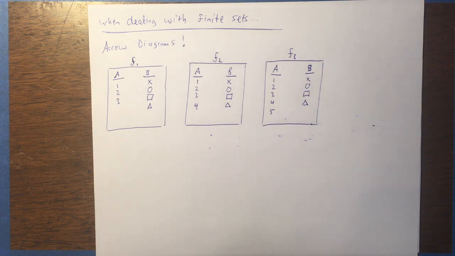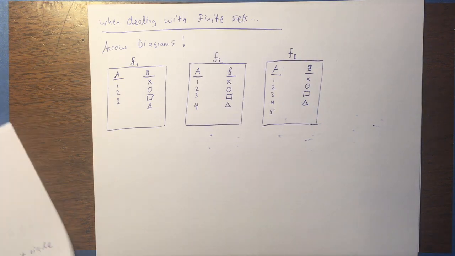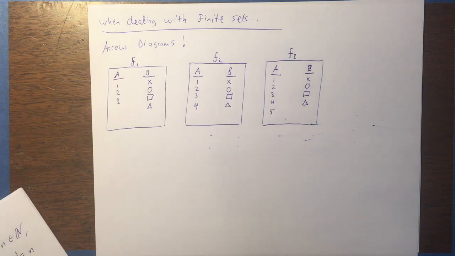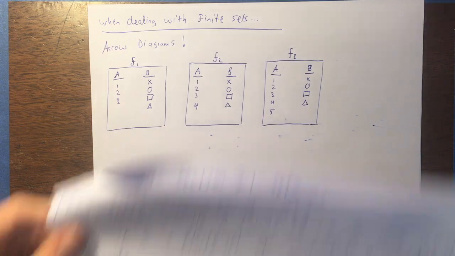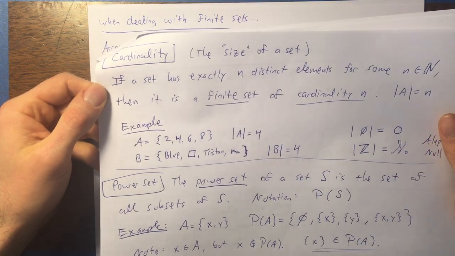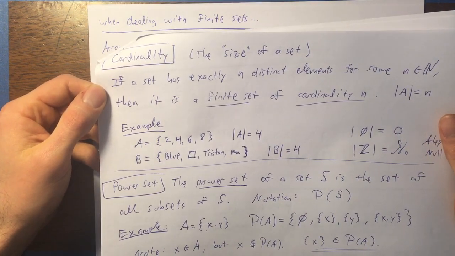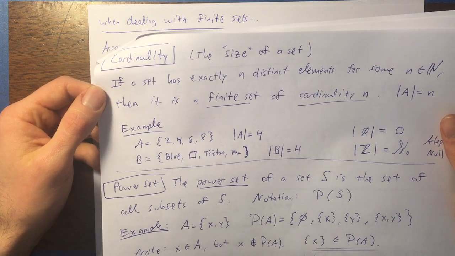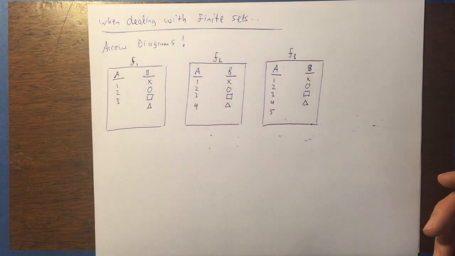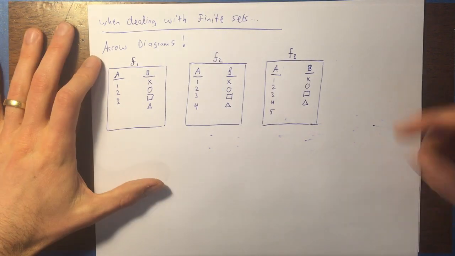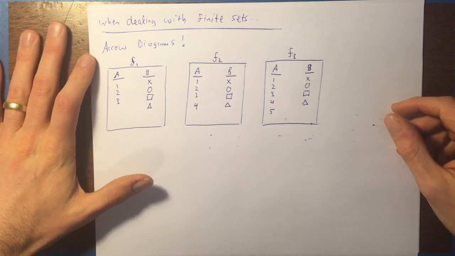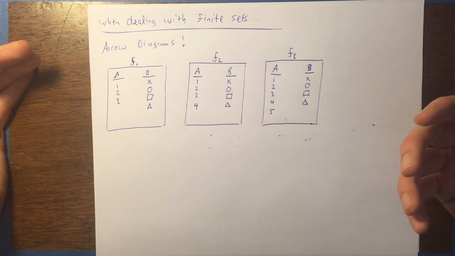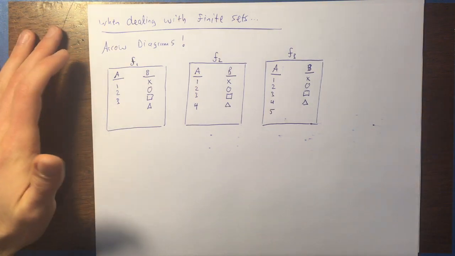When dealing with finite sets, remember I defined this idea of cardinality back in section 2.1. Let me pull it up here. Yeah, here are my notes. If a set has exactly n distinct elements for some natural number n, then it's a finite set. So the size of that set is a finite number. When dealing with finite sets, you can represent a function between those sets by using a thing called an arrow diagram. It's a super simple idea.